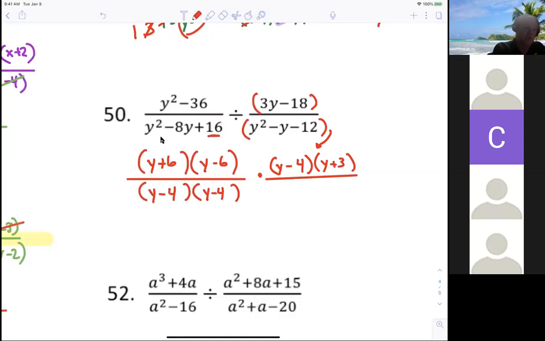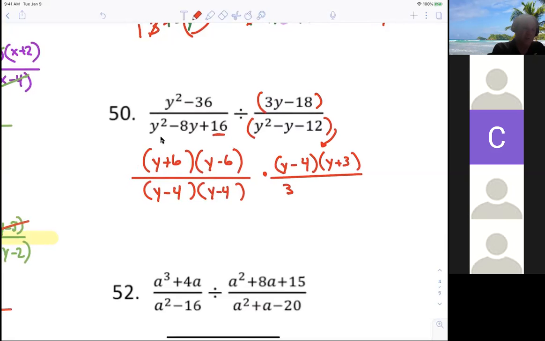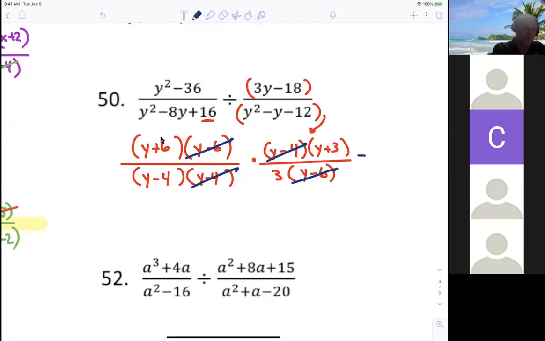Now here there's just a GCF. 3 is common. You're left with y minus 6. All right? Now what we want to do is just cancel. y minus 6, y minus 6. y minus 4, y minus 4. That to me looks like it. It's all that can cross out. So equals y plus 6, y plus 3, 3 times y minus 4.